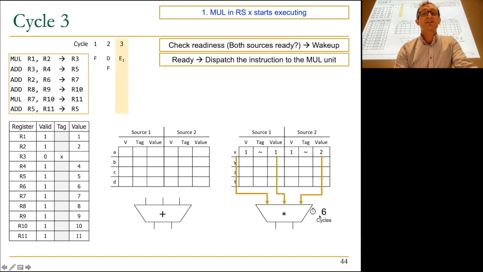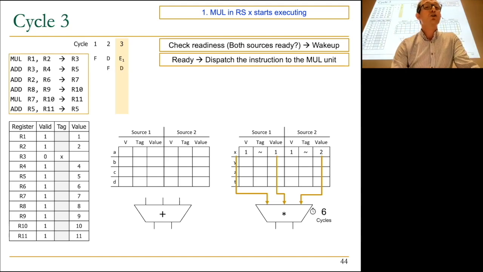So this multiply is going to take 6 cycles. Because it's ready, it will be dispatched to the multiply unit. But after 6 cycles, it's going to produce the value as well as the broadcast tag everywhere, as we will see. And that's going to be cycle 8, I think.